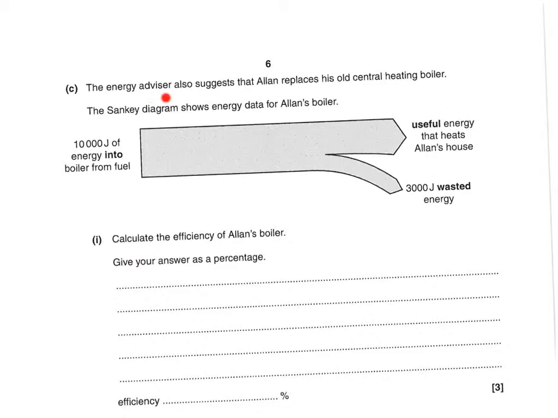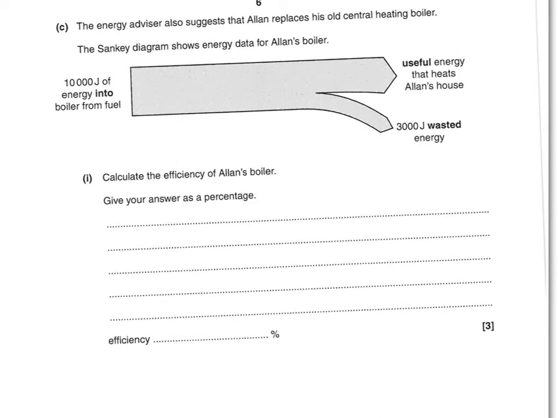The energy advisor suggests that Alan replaces his old central heating boiler. The Sankey diagram shows energy data for Alan's boiler. There it is. Calculate the efficiency of Alan's boiler and give your answer as a percentage. So the efficiency is the amount of useful energy divided by the total energy given in, times by 100.